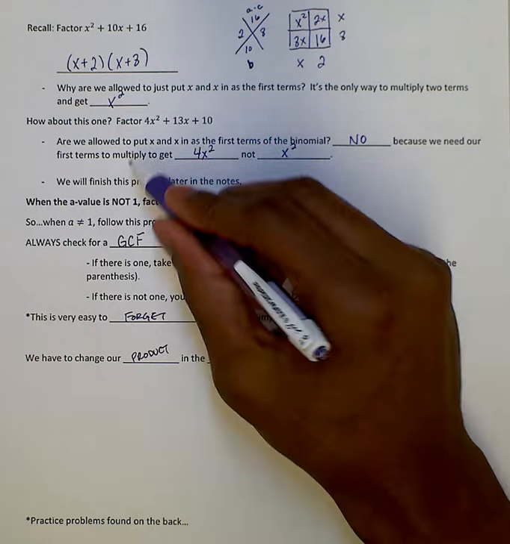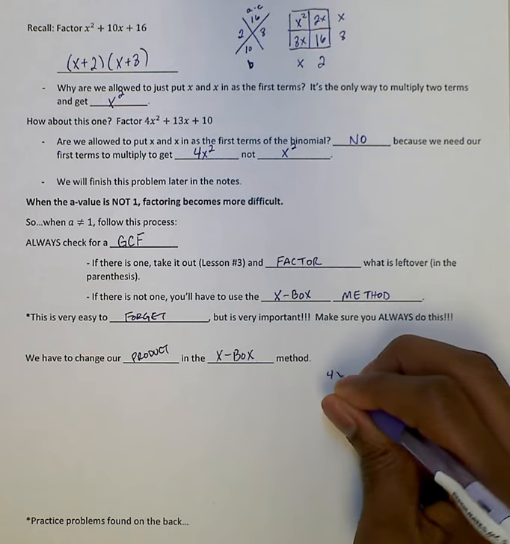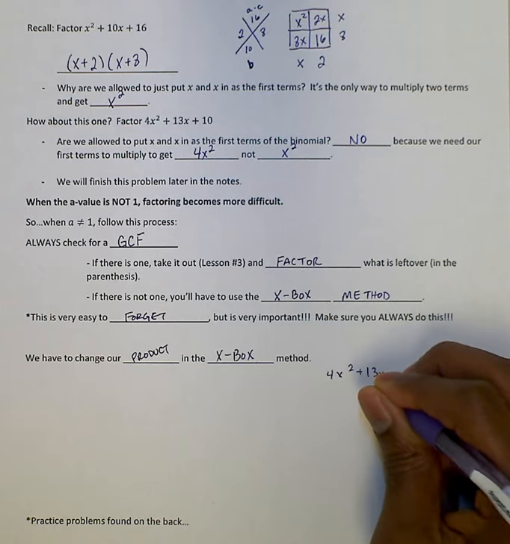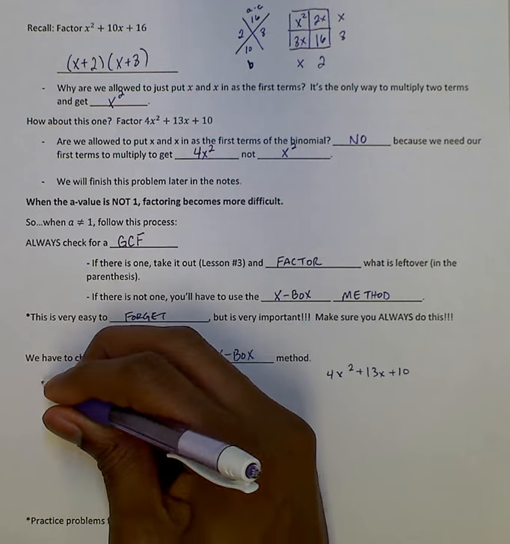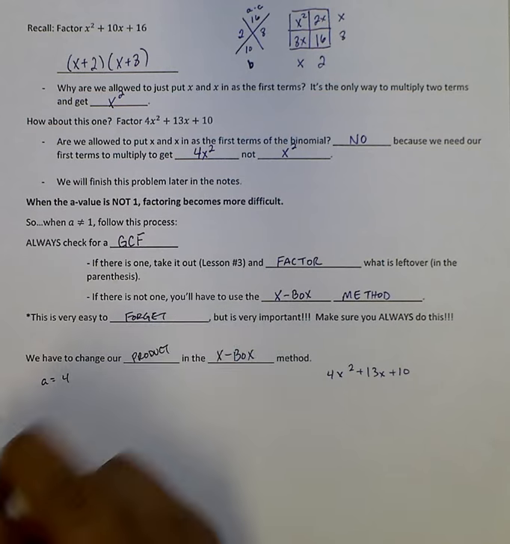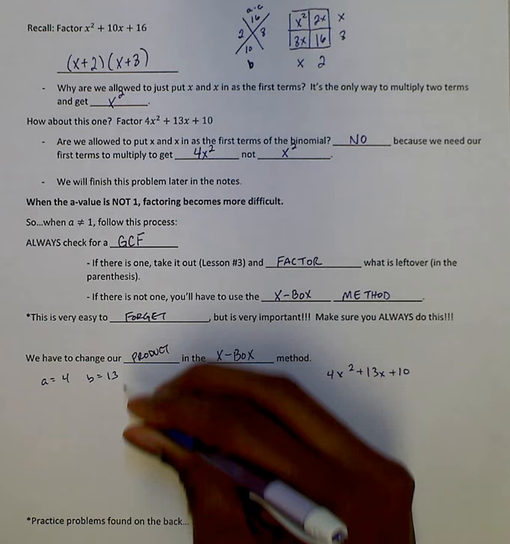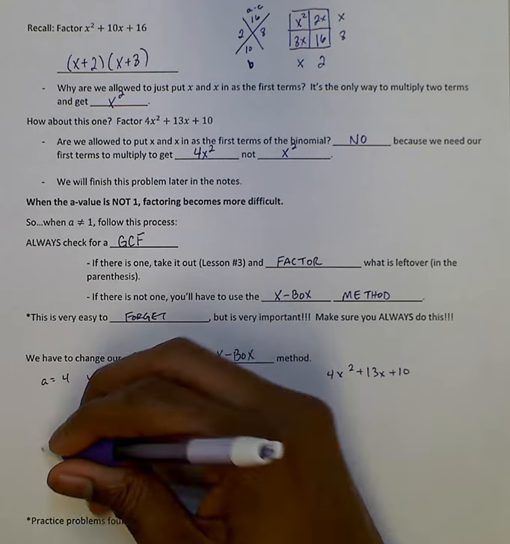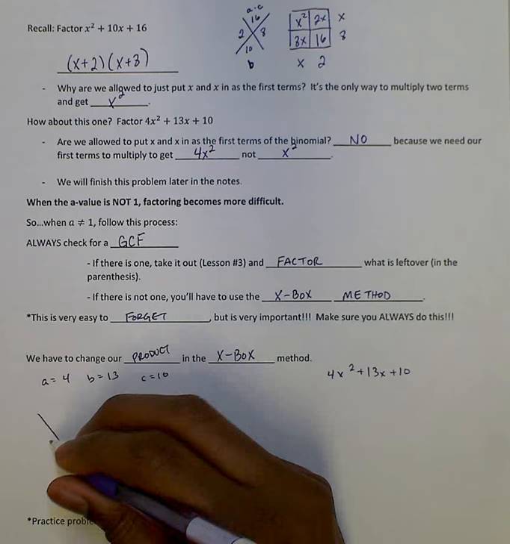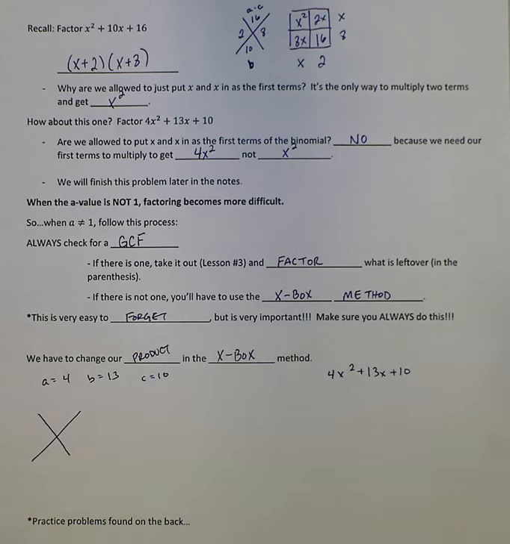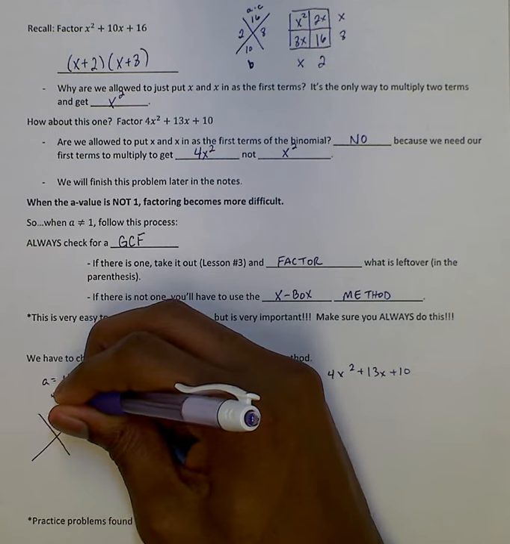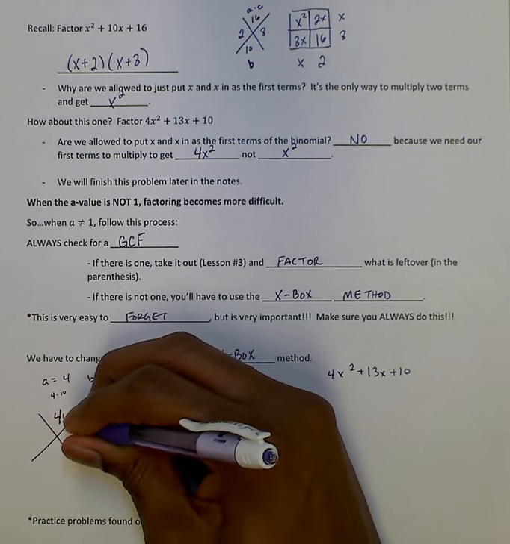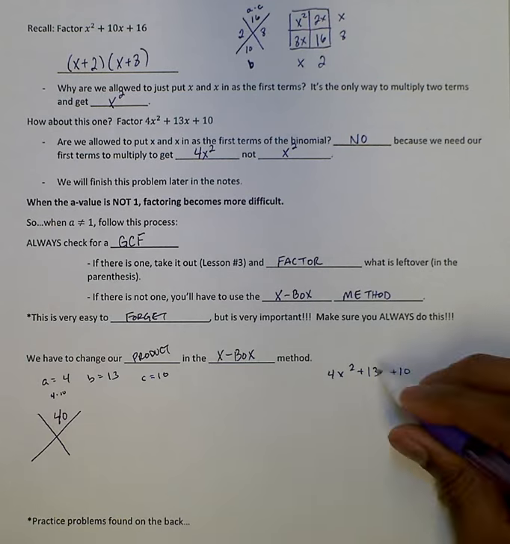But now, when we have a problem like 4x squared plus 13x plus 10, from the top of this worksheet, A is now 4, and B is 13, and C is 10. I'm writing that out, not that you have to write it out every time, but just so we can see where these numbers are coming from. So now in our X box method, instead of just saying we need to find two numbers that multiply to give us 10, we need to find two numbers that multiply to give us 4 times 10, or 40. Two numbers that multiply to give us 40 and add to give us 13.